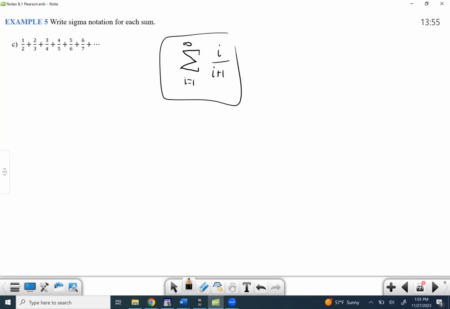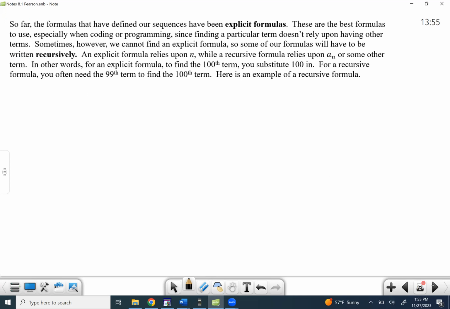Okay. It's nice to get one that's kind of simple like that after those tough ones. So far, all the formulas we've had have been explicit, which really are the best kind of formula, especially if you're a computer programmer. And the reason why they're good is if somebody says, I want the 100th term, then you just plug in 100, boom, you got the 100th term.